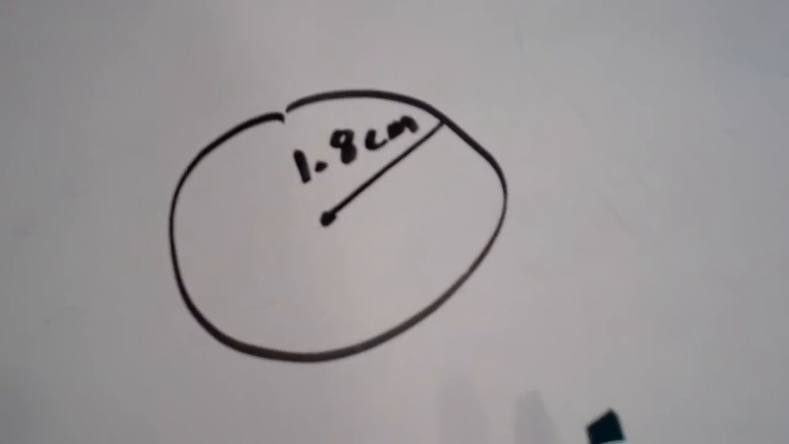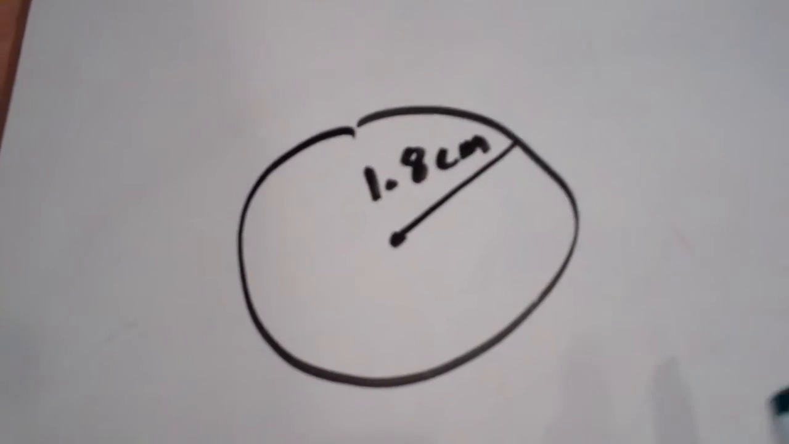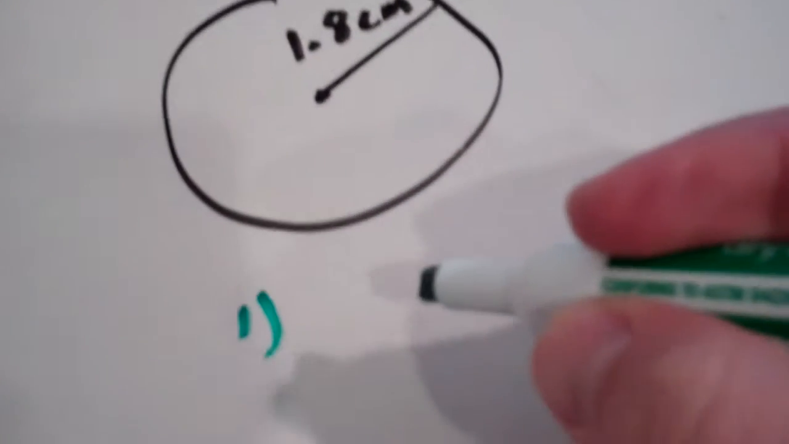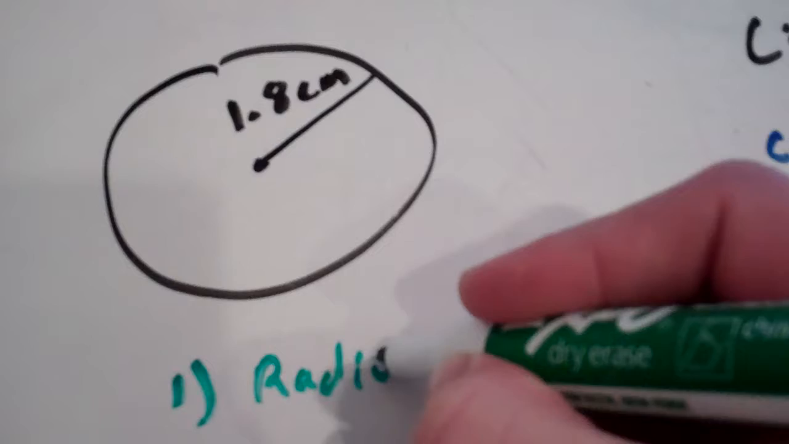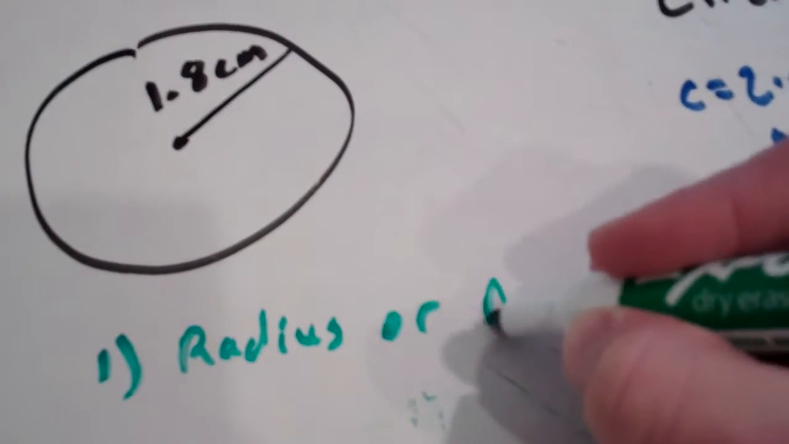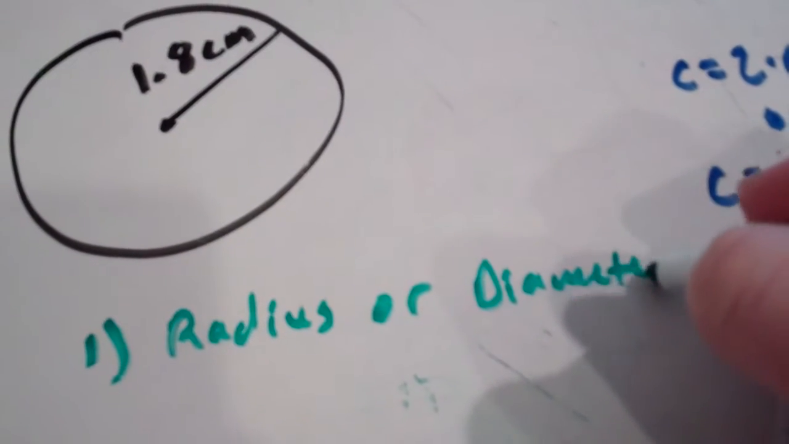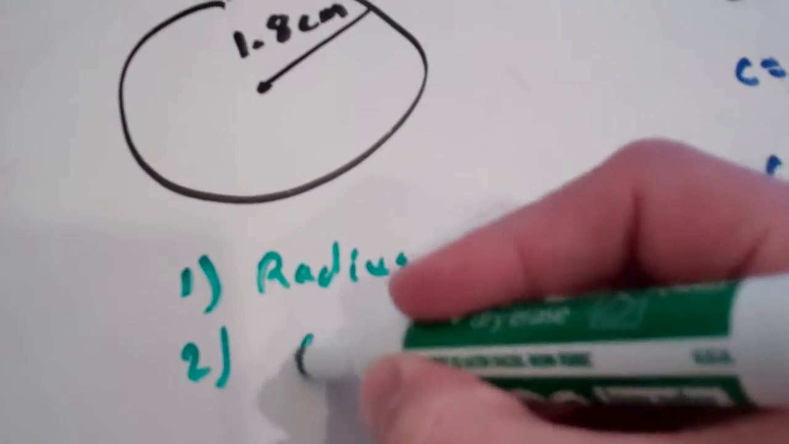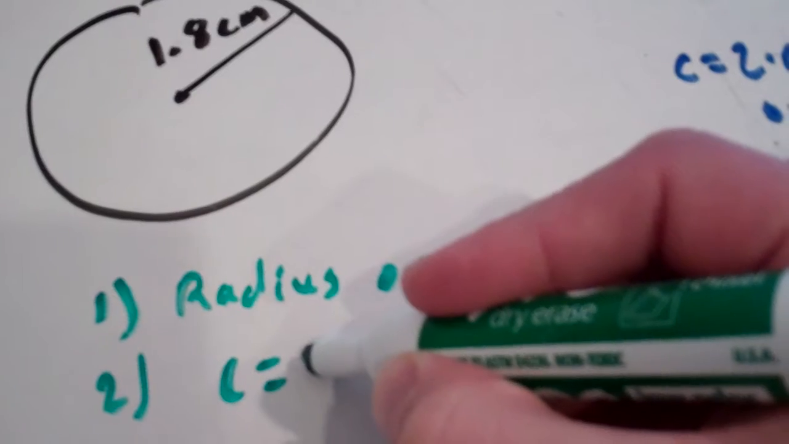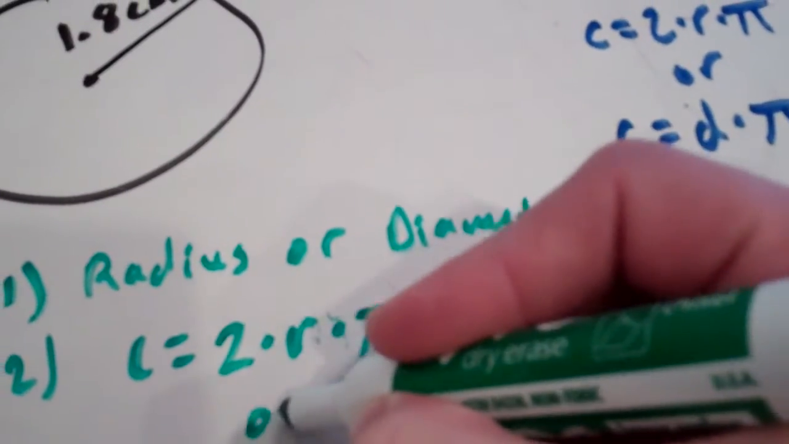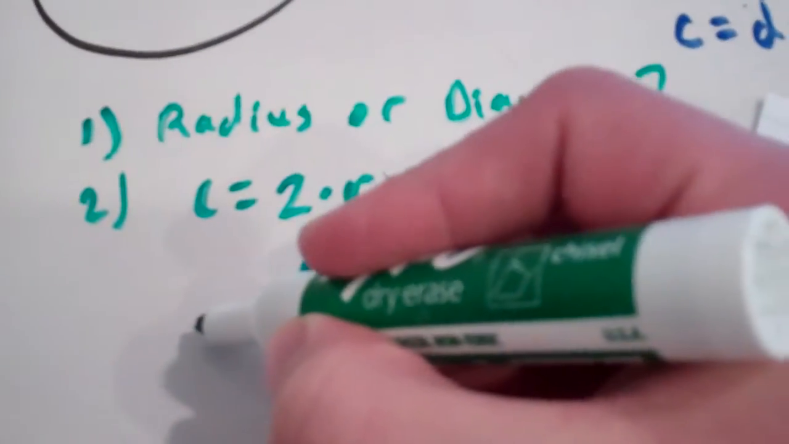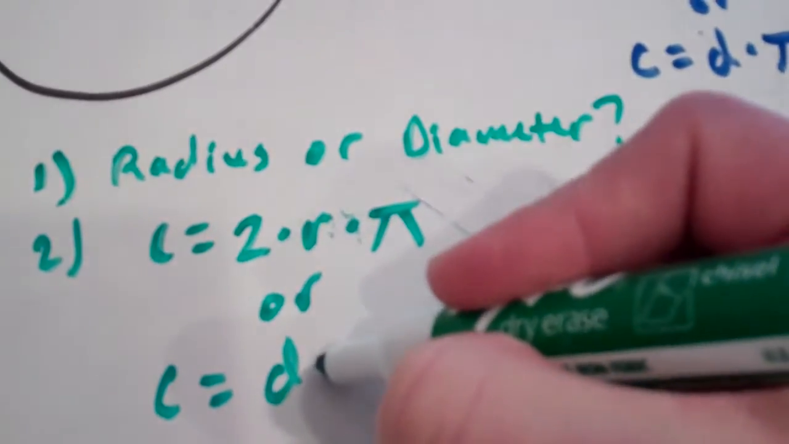Alright, you have one problem to solve. 1.8 centimeters. Determine first, please do it in this order. Do they give me the radius or diameter? Second, which equation are you going to use? Are you going to use C equals 2 raspberry pies, or are you going to use one delicious pie?